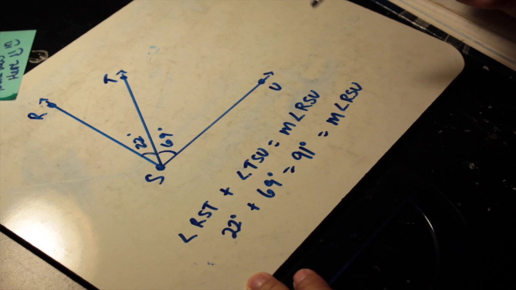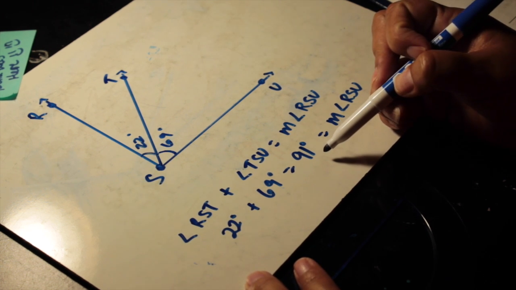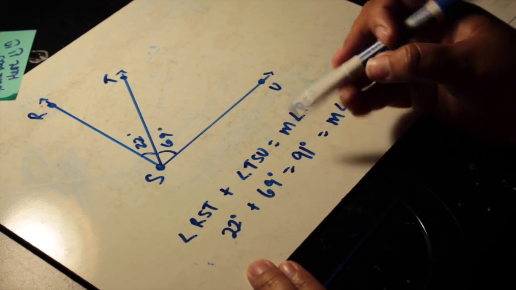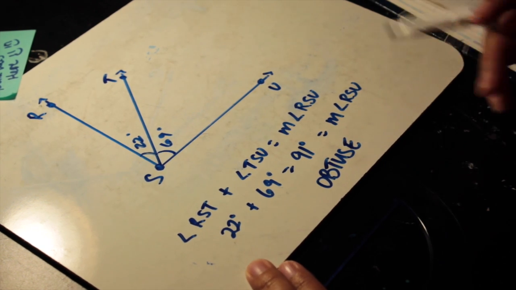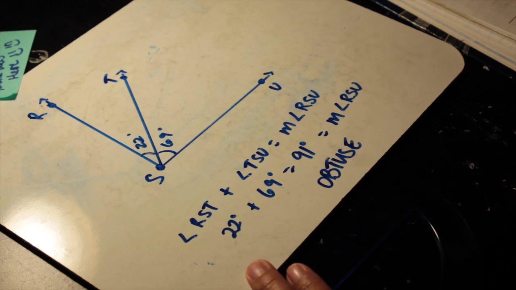It looks like a right angle, but because it's more than 90 degrees and less than 180, it is an obtuse angle. Okay, hope that makes sense. All right, I thought we were done with definitions, but I guess not. We have a couple more.